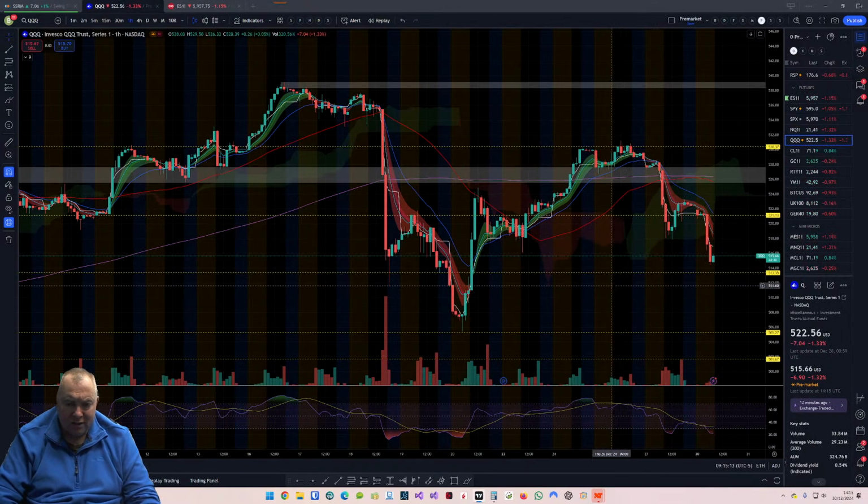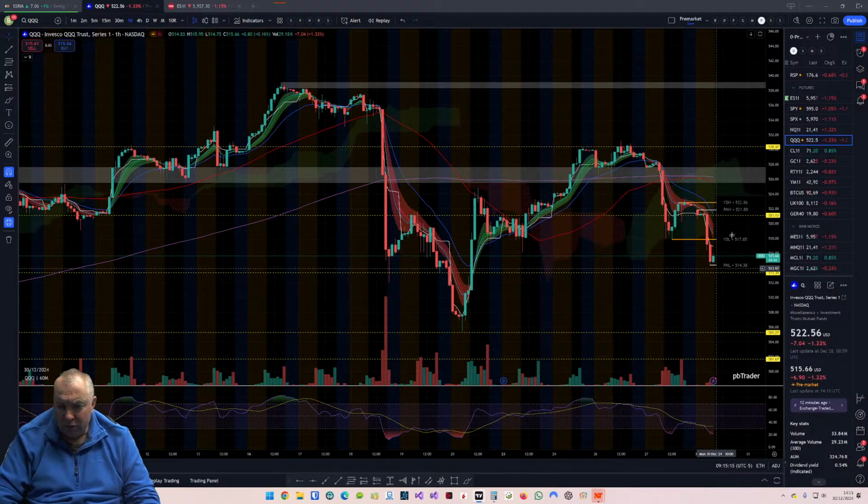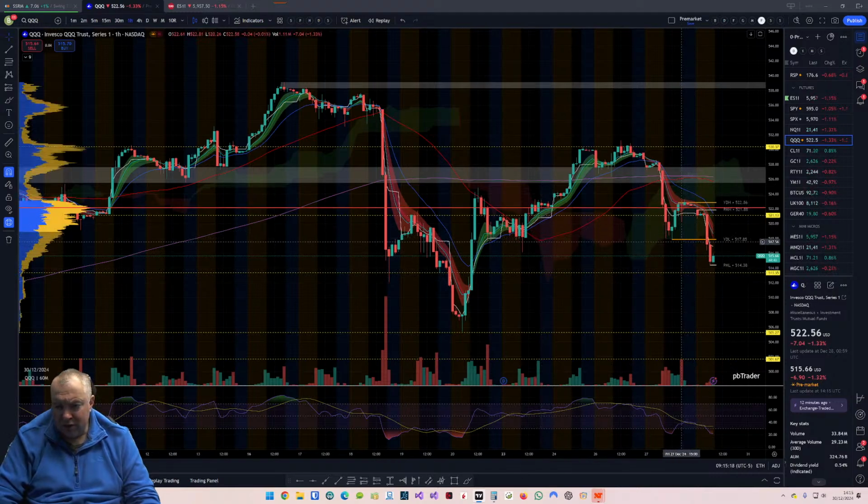QQQ, exactly the same. Watching for a rejection, Friday's low, 517.85. If we go into pre-market high, yesterday's high, we do have this point of control with a big volume shelf. We've got a couple of volume shelves there as well. So this is a region we can look for a rejection in, 522 down to 520, that area there.